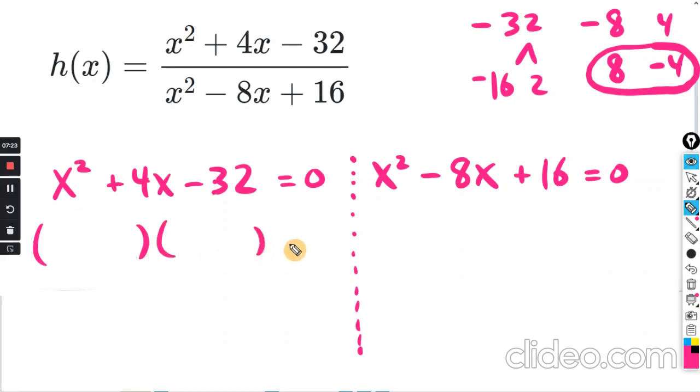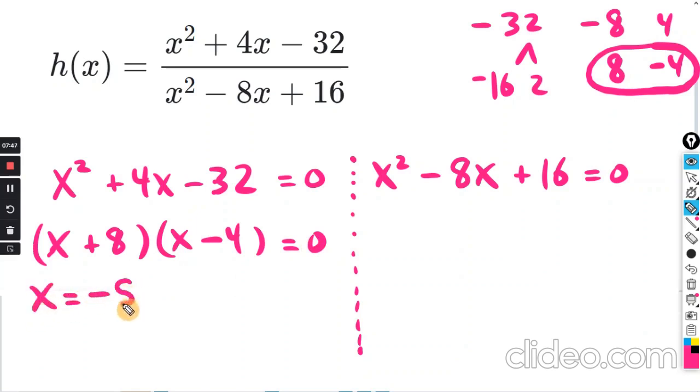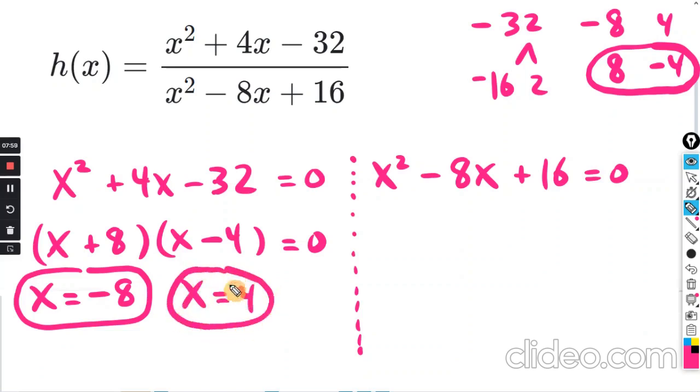We're going to write this as two binomials equals 0. X squared, so we start with x times x, and we add in plus 8 and minus 4. Anything times 0 is 0, so either of these can equal 0. If x plus 8 equals 0, x is going to be negative 8. If x minus 4 equals 0, x is going to be positive 4. You can do that in your head. You know 4 minus 4 is 0, and you know negative 8 plus 8 will equal 0.